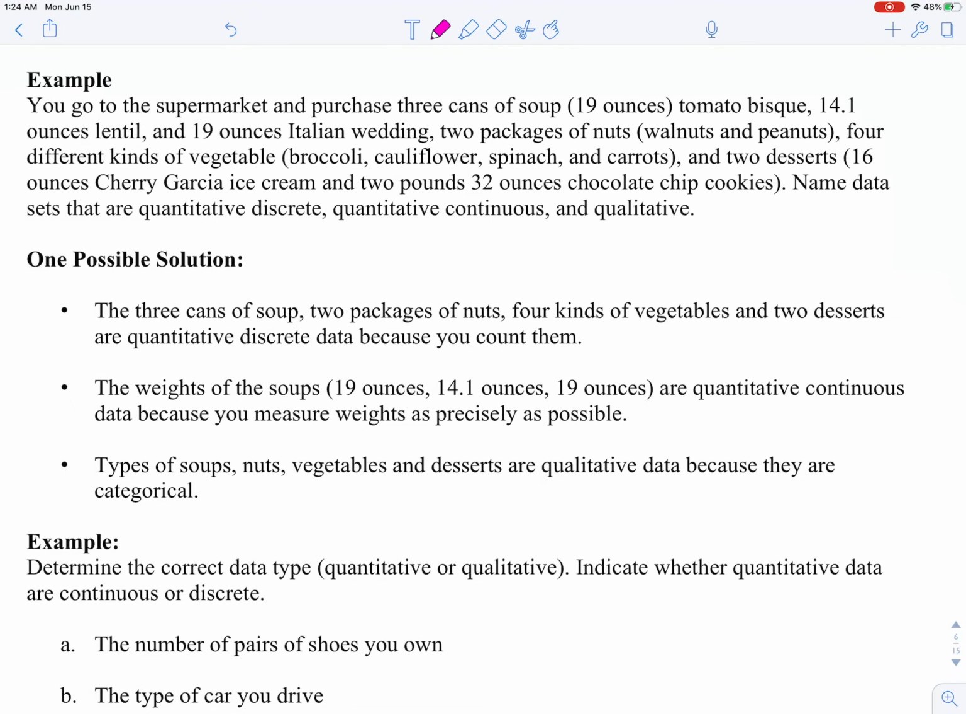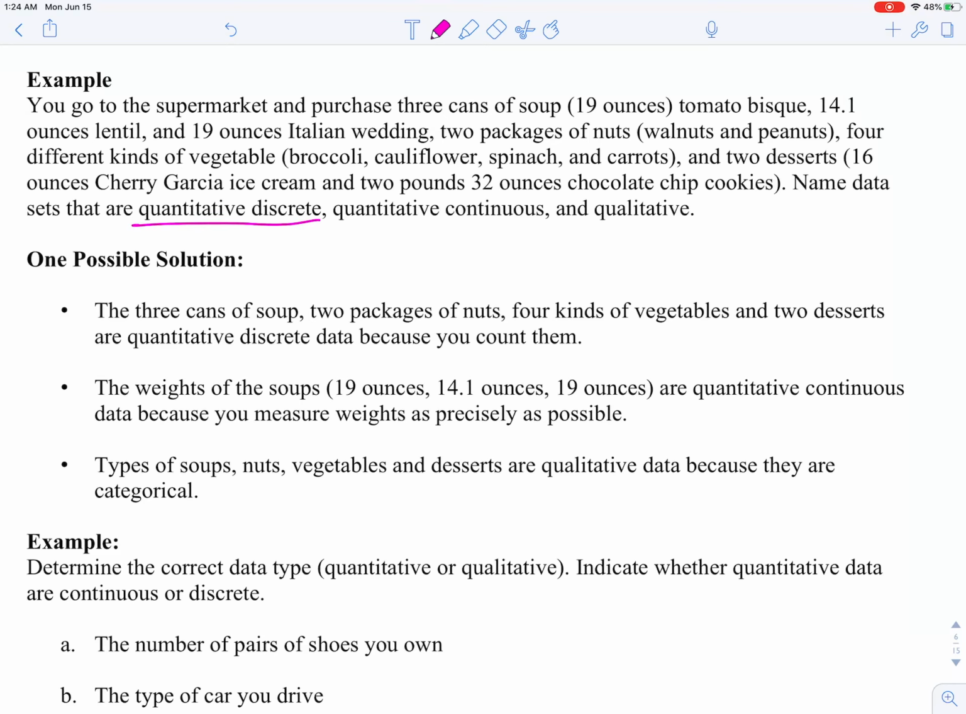Let's see, so example. So you go to the supermarket and purchase 3 cans of soup. Let's see, 19 ounces of tomato bisque, 14.1 ounces of lentil, 19 ounces of Italian wedding, 2 packages of nuts, 4 different kinds of vegetables, 2 desserts, and 2 pounds, 32 ounces chocolate chip cookies. So there we go. Lots of stuff you bought. Name data sets that are quantitative discrete, quantitative continuous, and qualitative.